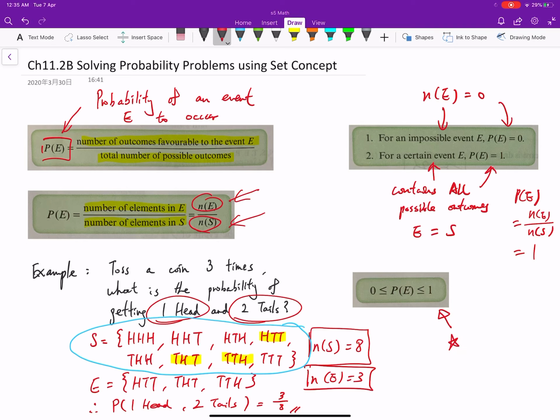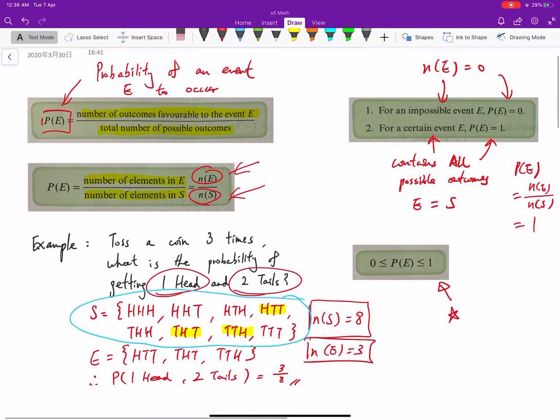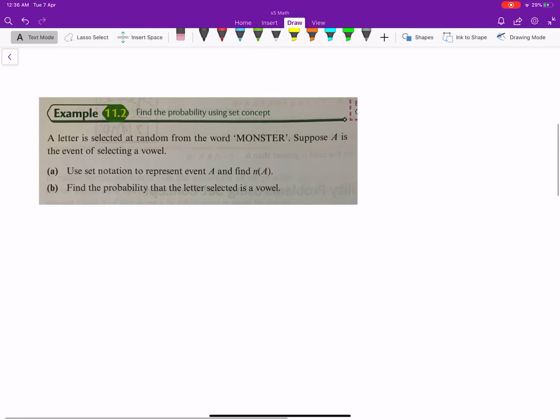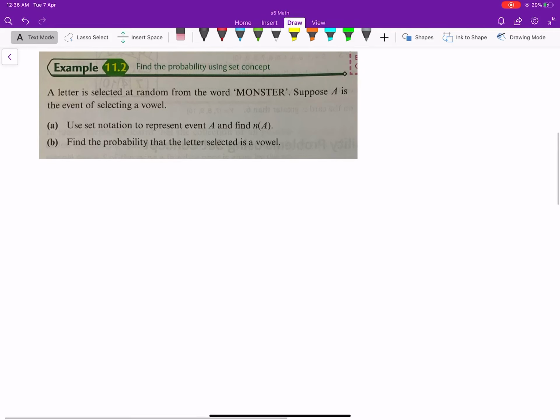Okay, so just bear in mind. Okay, this one. So now we go to some example. Now a letter is selected at random from the word monster. Suppose A is an event of selecting a vowel. Use set notation to represent event A.